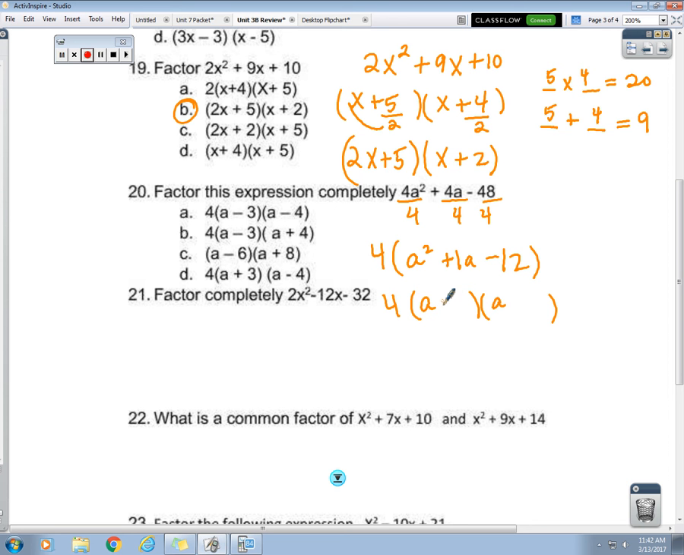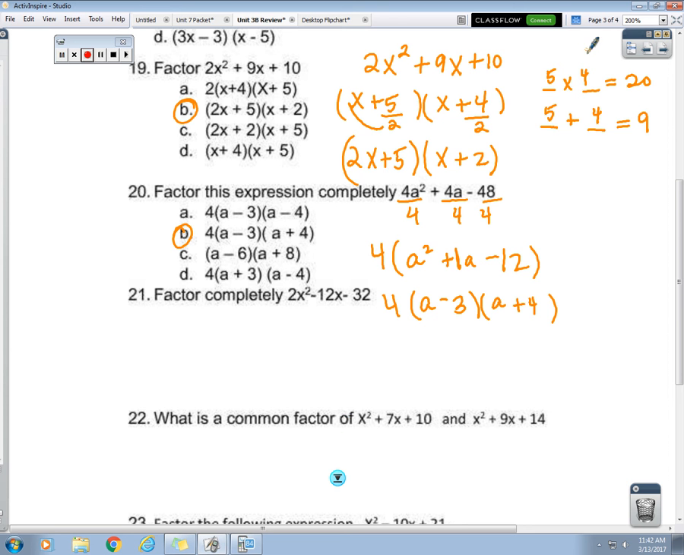How about negative 3 and positive 4 to make a 1 in the middle? Because if you want it to be a positive 1, don't you need the bigger number to be positive? 4 minus 3 is 1. 4 times negative 3 is negative 12. So you're looking for an a minus 3 and an a plus 4, which is choice B.